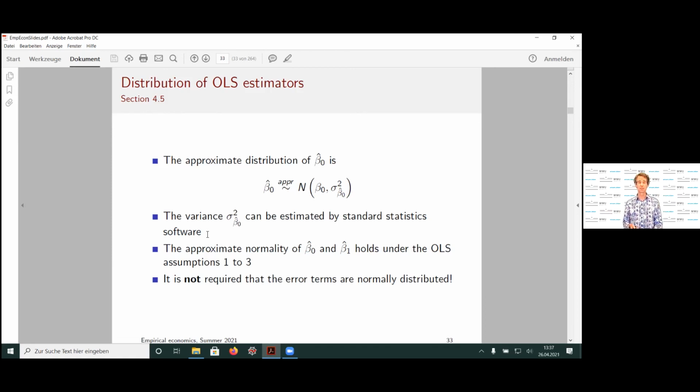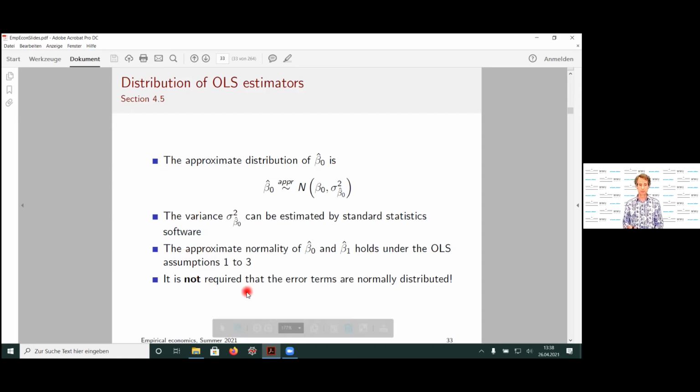All right, so these distribution results about the estimators beta naught hat and beta 1 hat hold under the OLS assumptions that Andreas had introduced before. So if the OLS assumptions 1, 2, and 3 do hold, then we can derive the distributional properties of our OLS estimators. And of course, if the assumptions are violated, then the distributional properties will be different.